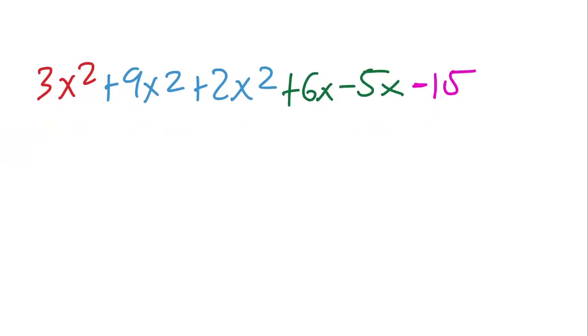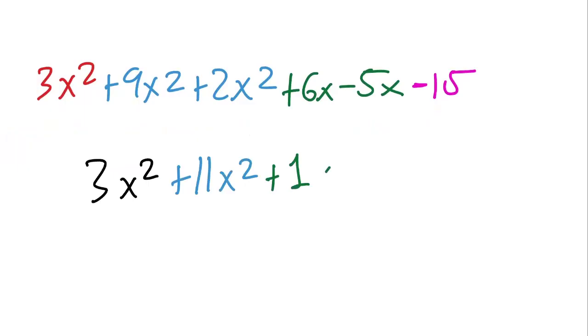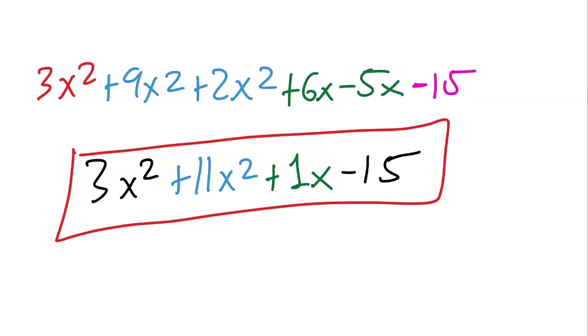So we have 3x cubed. When we combine like terms, simplify. 9x squared and 2x squared makes 11x squared. And then 6x minus 5x, which is just 1x. And then −15 just comes down. And that would be your final answer.